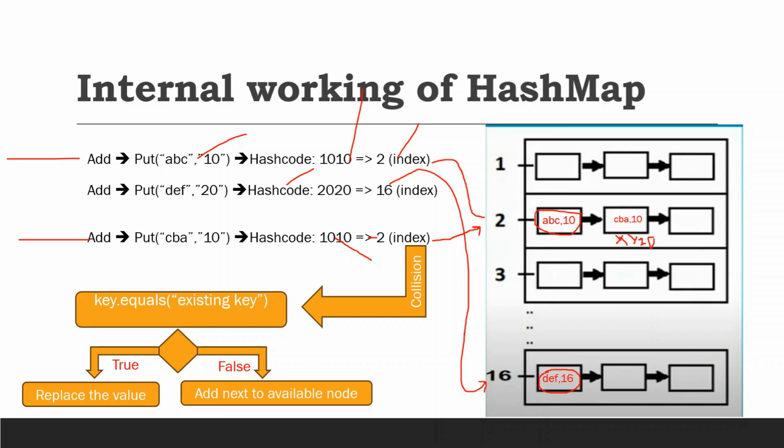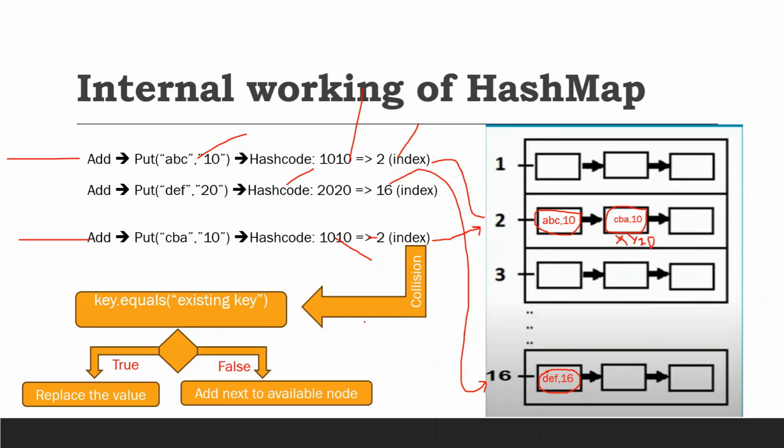So we have hash, we have key, we have value, and we have node. The node will store the next address, so xx10 will be stored here. All the linked list nodes will point to each other. So your next element, which is cba as a key and 10 as a value, will be stored next to your first node.